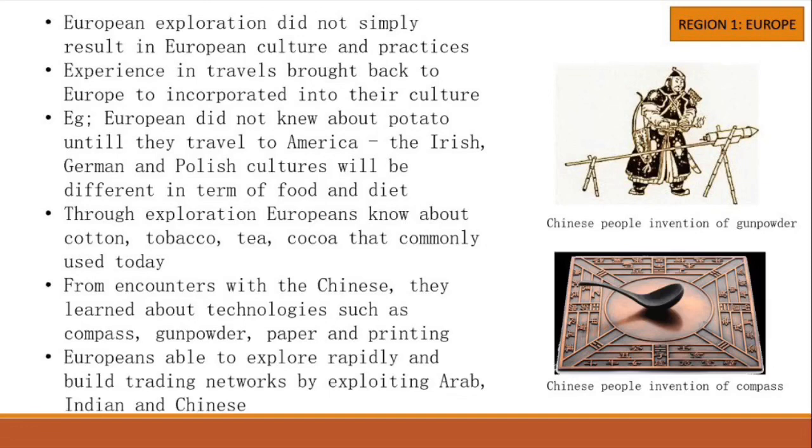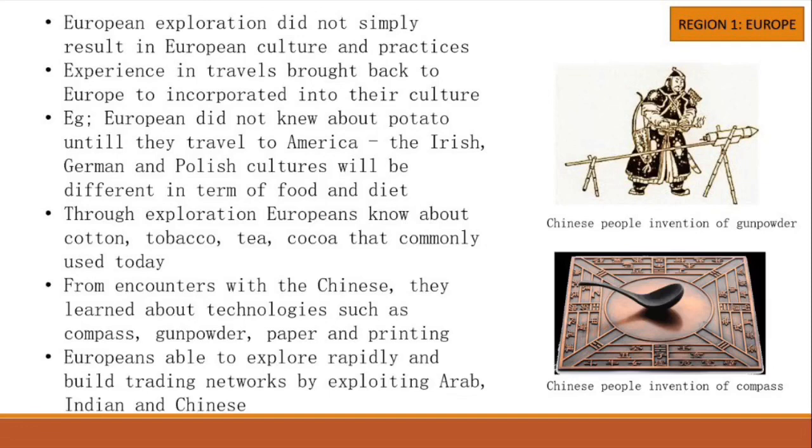One of the important technologies that was adapted from other countries is from the European exploration with the Chinese. From the encounter with the Chinese, the Europeans learned about technology such as the compass. The traditional compass, as you can see in the picture, was invented during the Han Dynasty in China. How it works is that people in ancient China discovered that if a lodestone was suspended so it could turn freely, it would always point toward the magnetic poles.